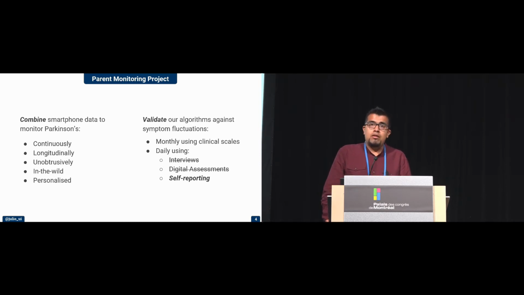But to validate our algorithms, we need ground truth. And we have 2 types of it. The first one is to track monthly symptom fluctuations. So for this, we're using regular clinical scales, like the ones used in hospitals or research. But we also wanted to track daily symptom fluctuations, and for this we had several options. We could have used interviews, digital assessments, or self-reporting. But we went with self-reporting because of the frequency that we would have to apply these assessments to our participants, so every day for a year.